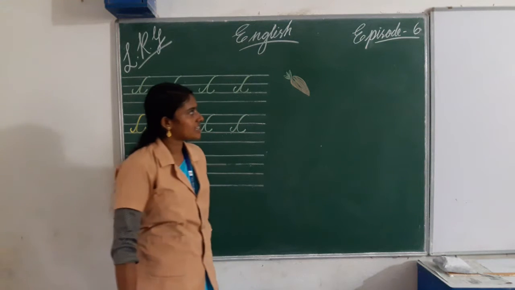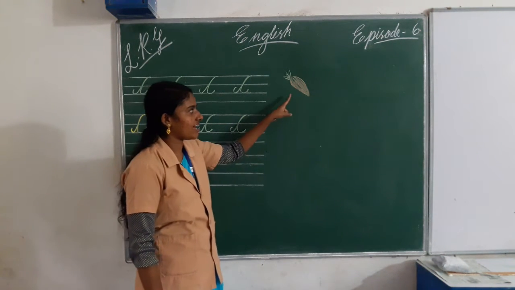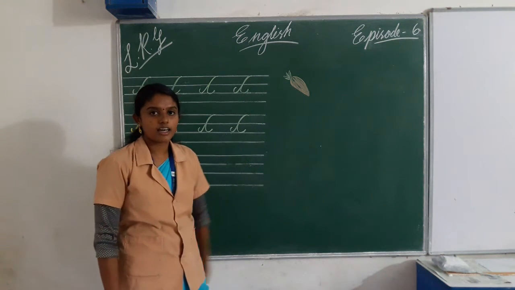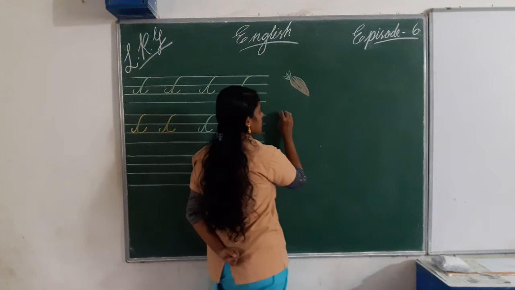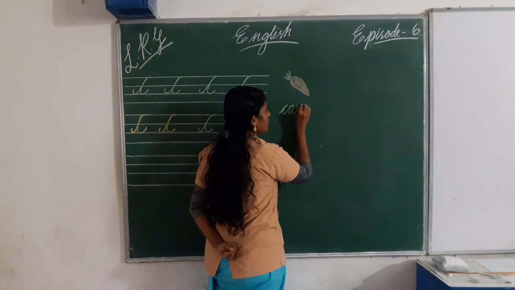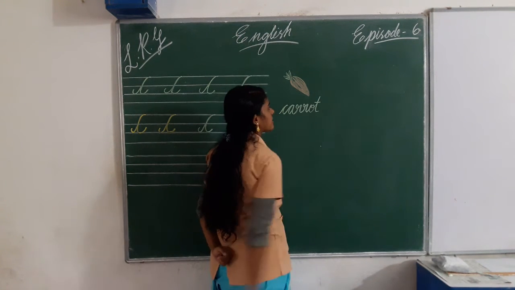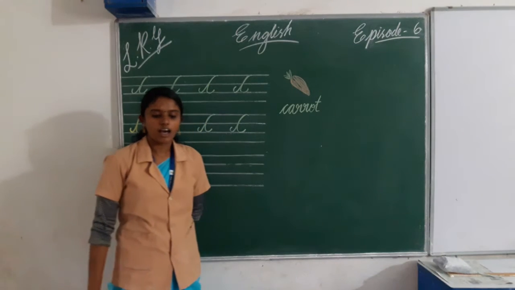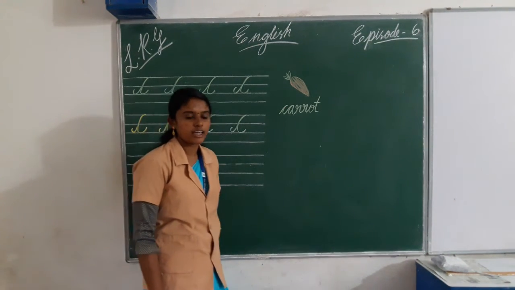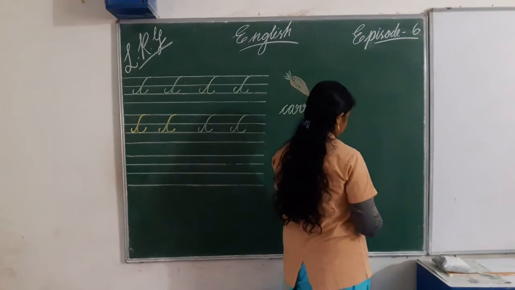What is this? Yes, this is a carrot. What is this? This is a carrot. Okay, what is the spelling of carrot? C-A-R-R-O-T. Carrot. Say carrot. Next one.